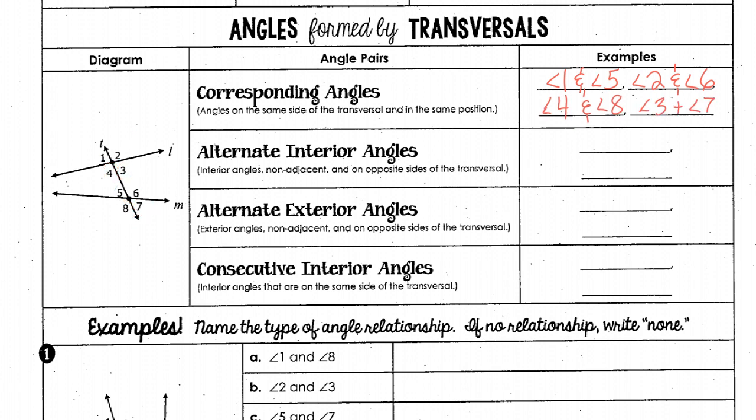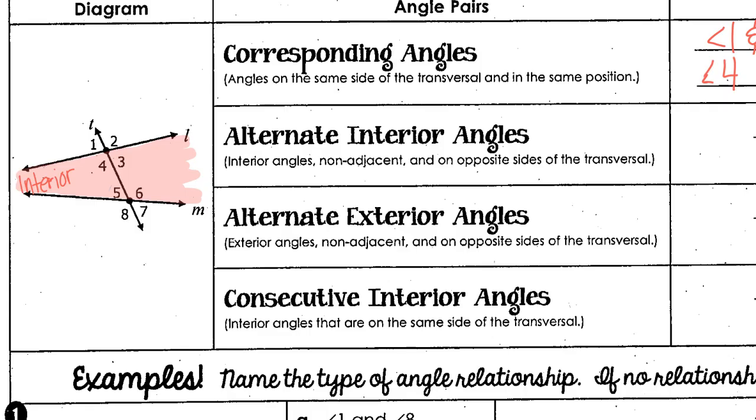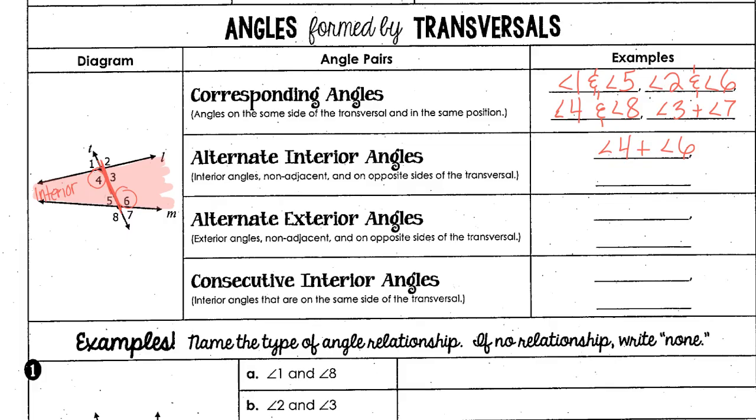Now we have alternate interior angles. So the interior region is everything that's inside the two lines that are not the transversal. So we have angles 3, 4, 5, and 6 that are all in the interior part. So alternate interior angles are in the interior, they're non-adjacent, so they can't be side by side, and they're on opposite sides of the transversal. So if one is on the left side of the line, the other one has to be on the right side. A good example is angles 4 and 6. And then we have angles 3 and 5 are also alternate interior.